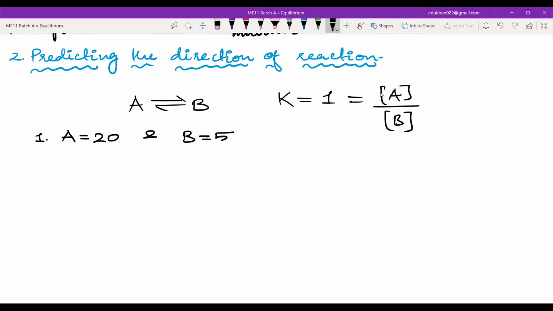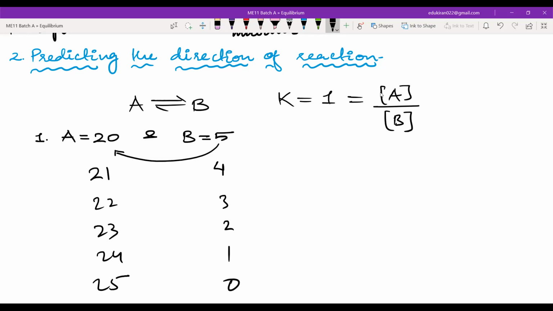Will A be getting converted to B at a faster rate, or what would be happening more? A getting converted to B or B getting converted to A? Tell me. What should happen here in this case? Some from B to A. Okay, so B is getting converted to A. That means B will become 4, then A will become 21, then B becomes 3, 2, 1, right? So till where should it stop? This will become 22, 23, and 24, and then B will become 0, and A will become 25. So that's what you are seeing?